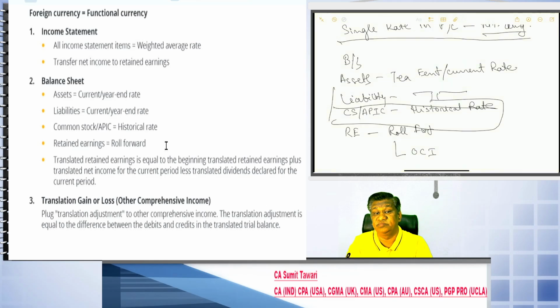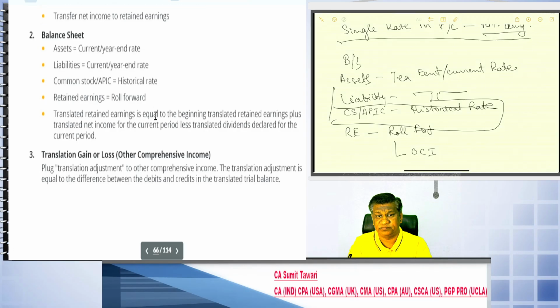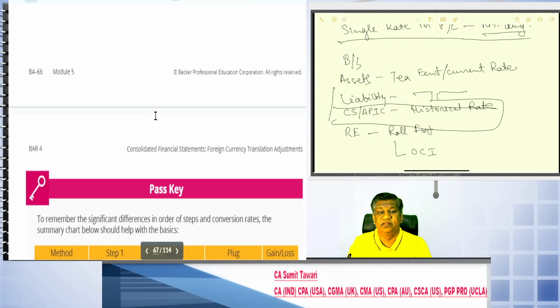And retained earnings is basically the roll forward. So it is the translated opening retained earnings, plus whatever net income we need to add. If there is a dividend, that also we need to translate, the declared dividend for the current period, and reduce it. Whatever closing balance arises, that we keep as retained earnings. And the difference that arises in the balance sheet, because we recognize the common stock at a historical rate, we need to recognize as a translation gain or loss, which we route through other comprehensive income in the comprehensive income statement. Clear?